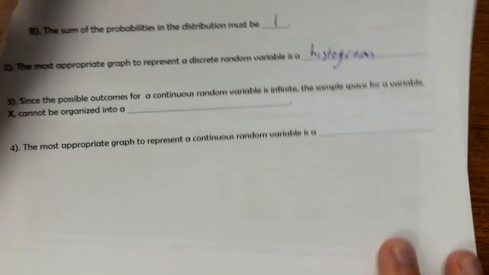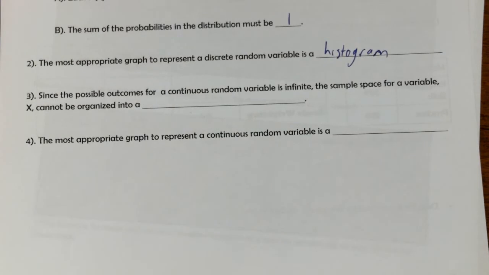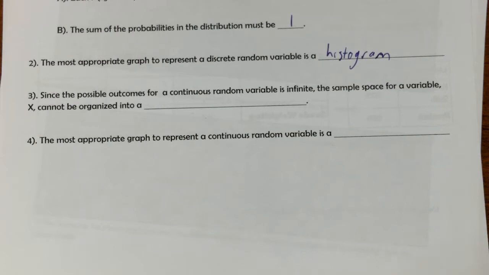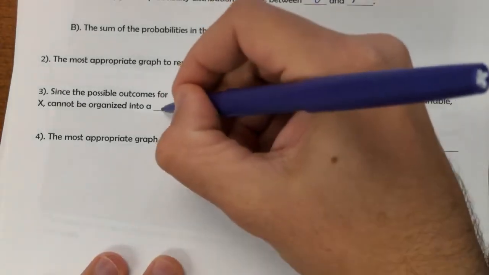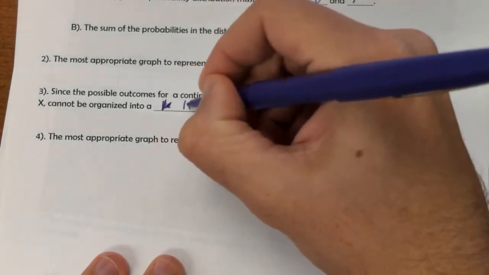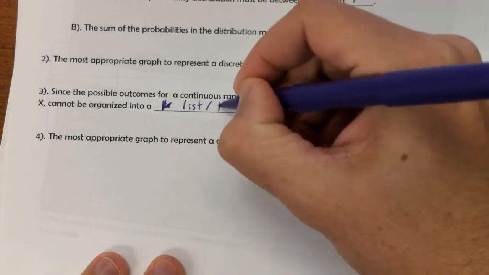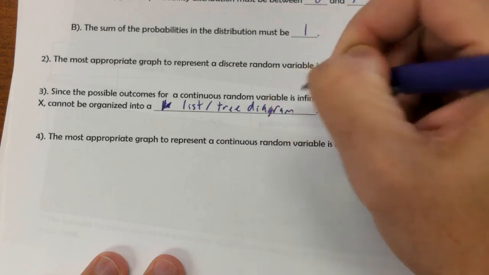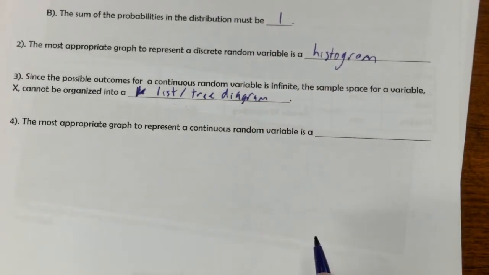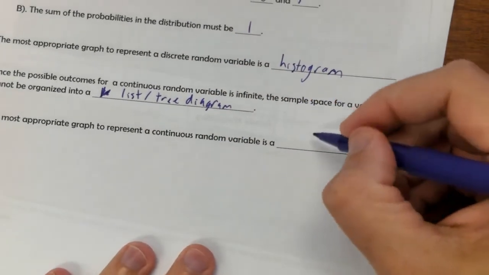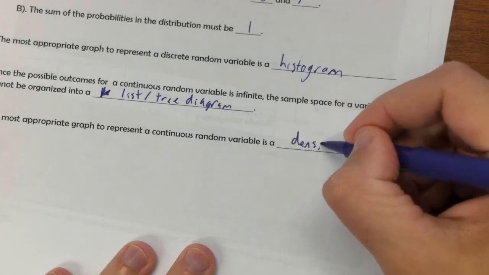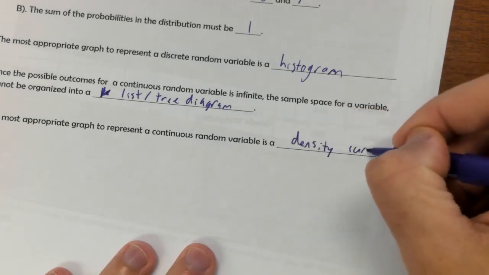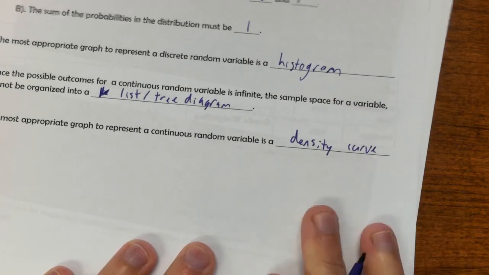Now, because continuous has an infinite number of possibilities, we cannot organize it into a list or tree diagram. We can't make that sample space. Right? And we'll use a density curve to represent that.